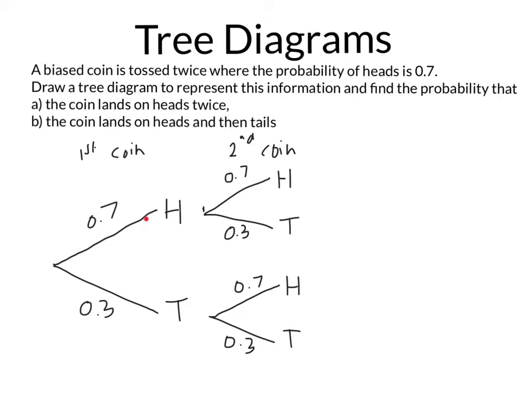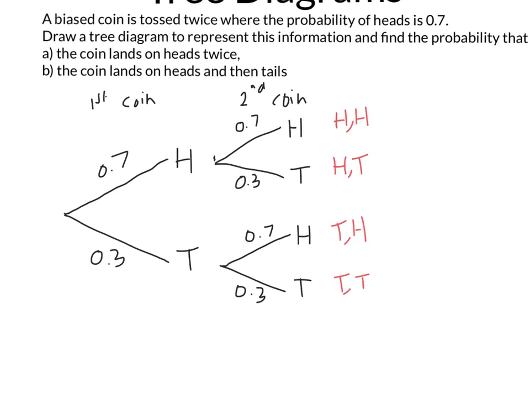If we follow the first branch, we can get heads on the first coin and heads on the second coin. So following that path, we get 2 heads. If we follow the path again, go heads, but then on the second coin we get tails, heads, tails is the second possibility. The third possibility is you get tails on the first coin and heads on the second coin. And the fourth possibility is that we get tails on the first coin and tails on the second coin. Now we're ready to answer the questions. The red bit, by the way, is not necessary, just to show you what they mean.